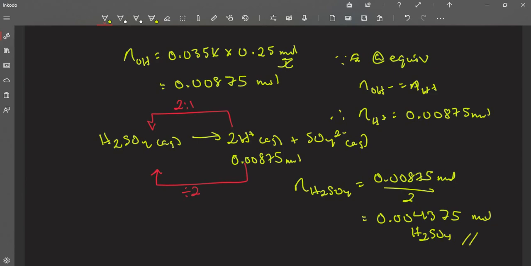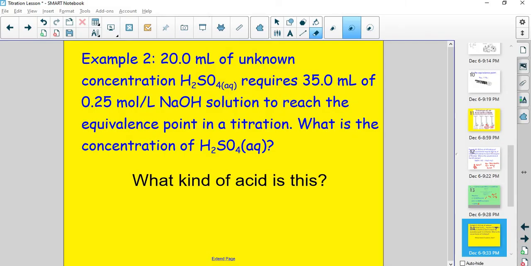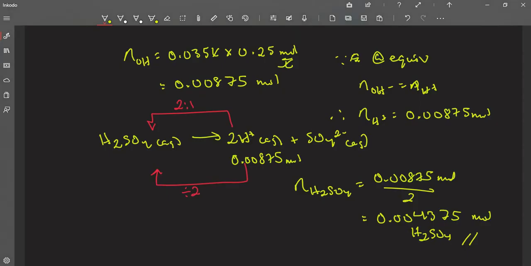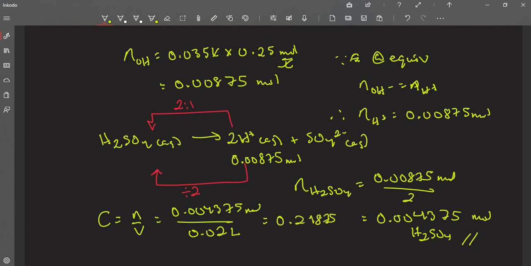Now that we know the number of moles of H2SO4, remembering also that we have the volume given to us, 20 mL, we can finally figure out the concentration of our acid. That is 0.004375 moles divided by 0.02 liters, since we've converted that to liters, and we end up with 0.21875 as our concentration, big M. We're going to round that to 2 sig figs, as in the question, and we get 0.22 as our final answer, right?